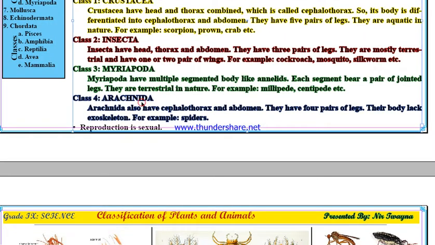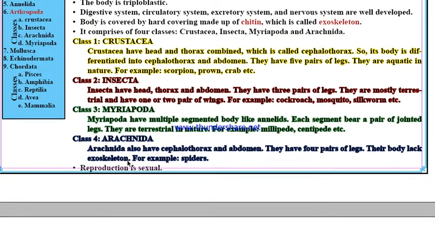Class 4, Arachnida. Arachnida also have cephalothorax and abdomen. They have 4 pairs of legs. Their body lacks exoskeleton. For example, spiders. All kinds of spiders belong to class 4 Arachnida. And in all of them, reproduction is always sexual.